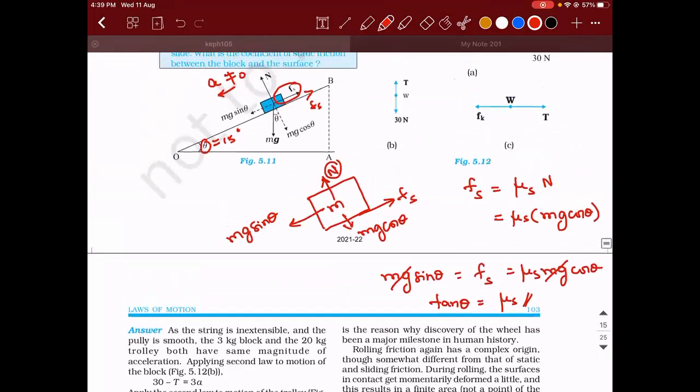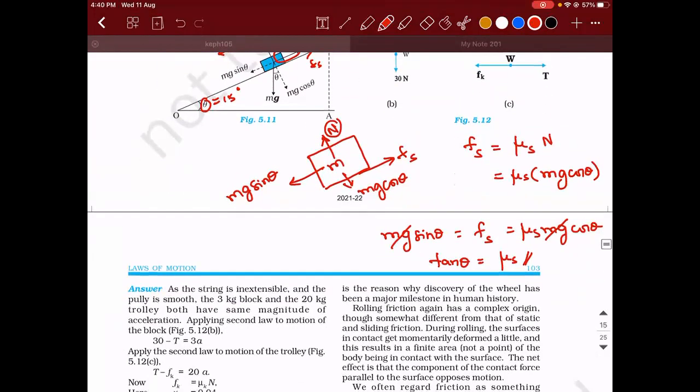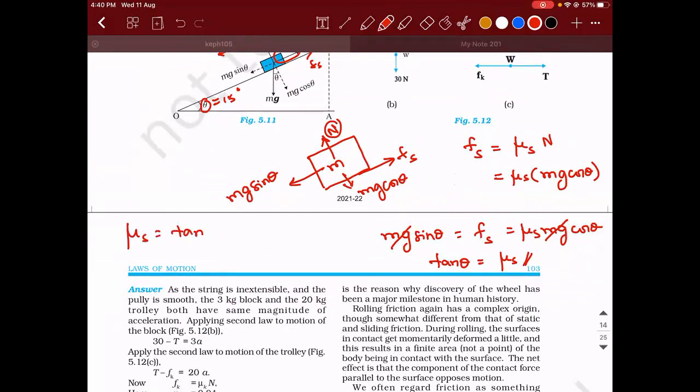So they asked us to find the coefficient of static friction, right? So this is the value. So mu s is how much? It is tan of 15 degrees. But do you know how to solve tan 15? It is tan of 45 minus 30. Tan of A minus B is tan A minus tan B by 1 minus tan A tan B. Apply that and you will get the answer.